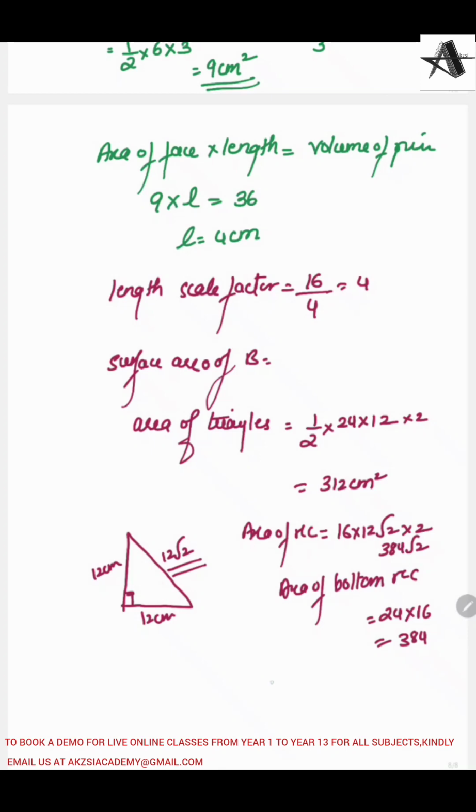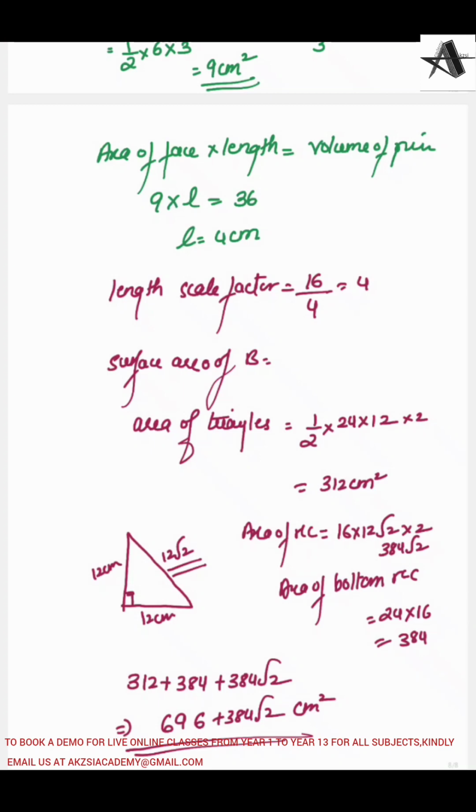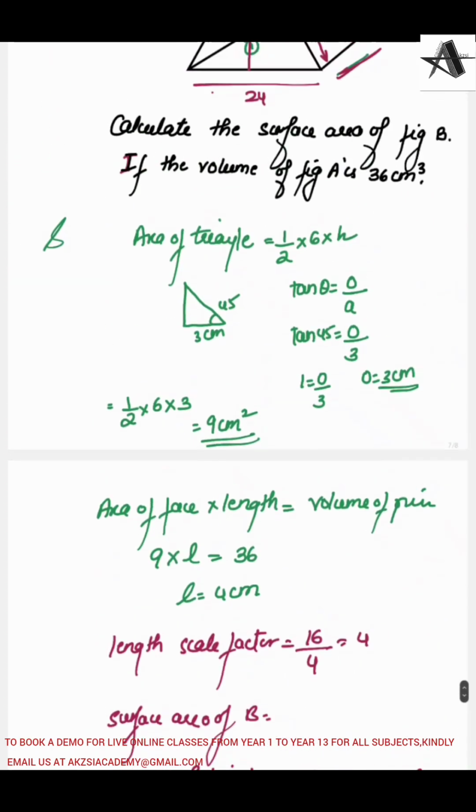So adding all of them up, we'll get the total surface area, which is 312 plus 384 plus 384 root 2, which will give us 696 plus 384 root 2 centimeters squared. This is the total area. We can put in the value of root 2 and get our final answer. I'm leaving it like that for now. So this is how you can do this.